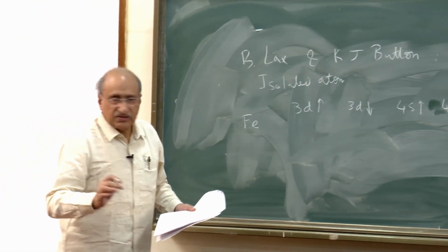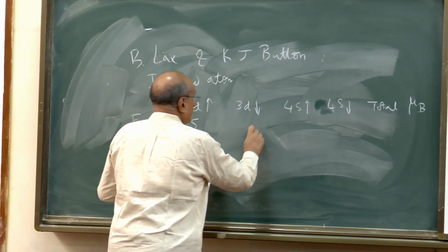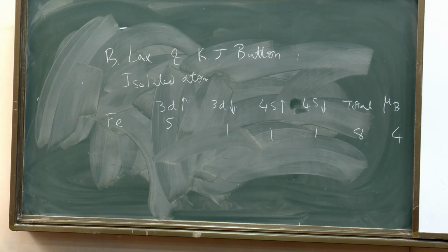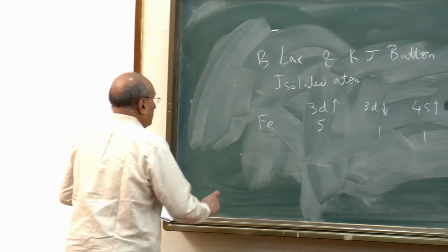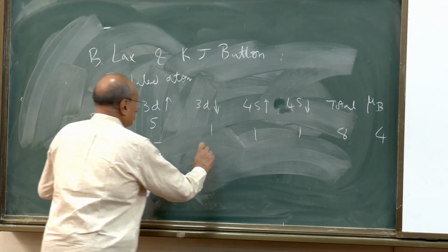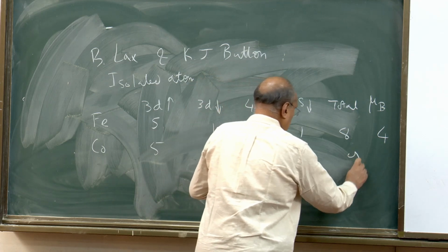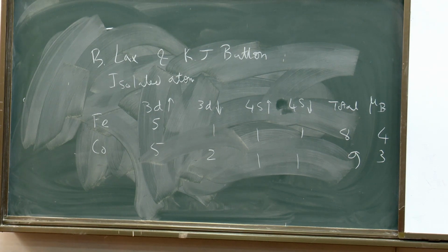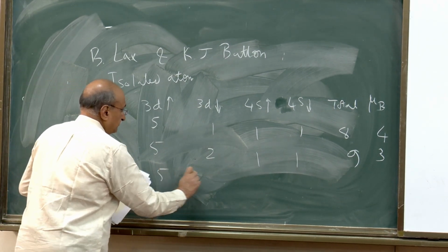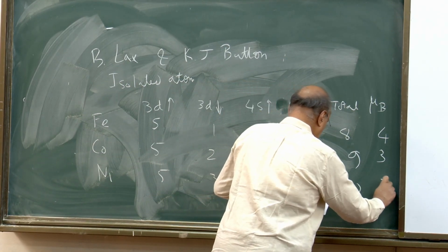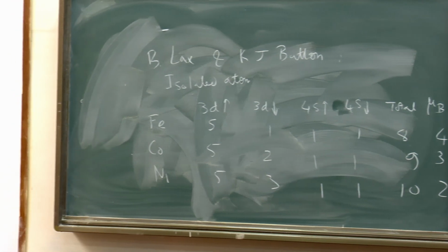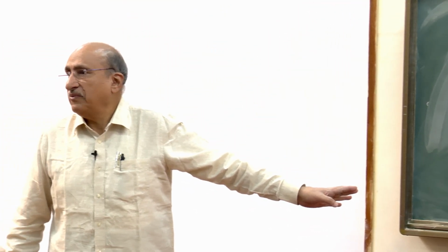this is all by applying Hund's rule. 5 minus 1 will be the 4 Bohr magneton, which will be the magnetic moment. And if you take nickel, 1 more electron, this is what should have happened in an isolated atom if we applied Hund's rule.